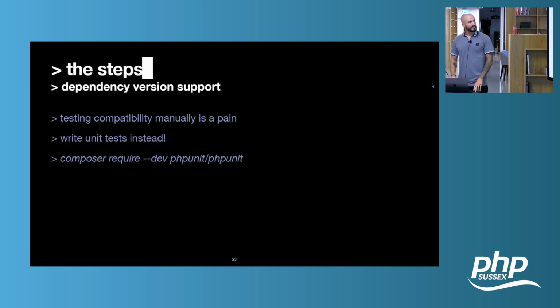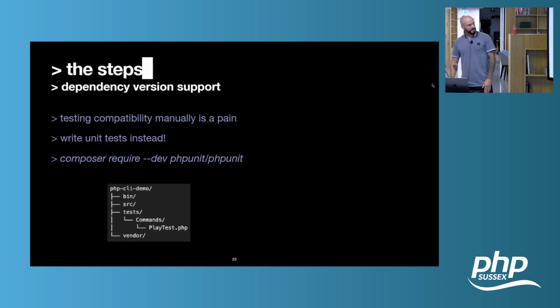So instead of doing that, I am going to write some unit tests. And I'm going to use PHPUnit for that. So I need to install it as a development dependency. So composer require --dev. And then I'm going to create a test class for the play command. So I created a new tests folder there, a Command folder which reflects the structure of the src folder, and in it the class to test the play command, PlayTest.php.